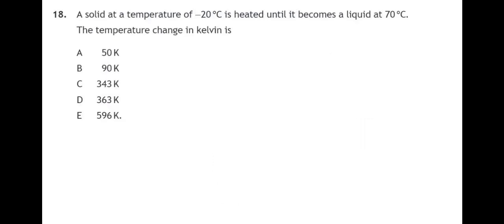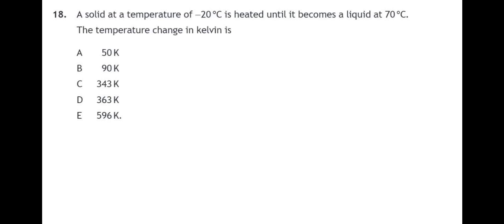Question 18. A solid at a temperature of minus 20 Celsius is heated until it becomes a liquid at 70 Celsius. The temperature change in Kelvin is... Sometimes people get confused here because they think, well, 20 up to 70 Celsius, well, that's 90. And 90 Celsius, I need to now convert that 90 Celsius into Kelvin.